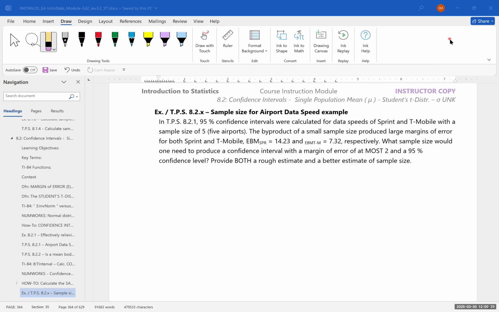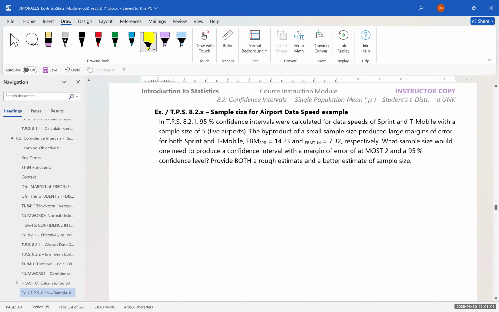All right, so for an example of calculating sample size when the population standard deviation is unknown, we're going to return to this problem with Sprint and T-Mobile data speeds in various airports. Now, last time, we had a sample size of 5 airports. So actually, let me just go ahead and read the problem here.